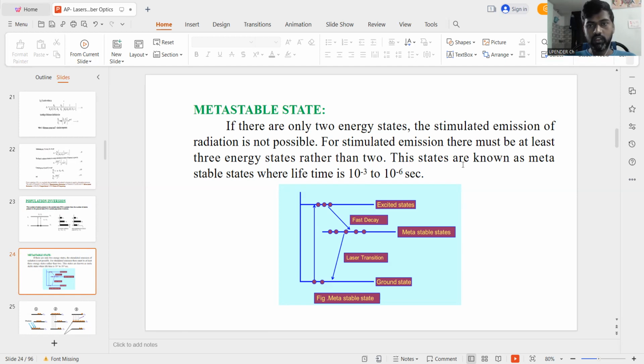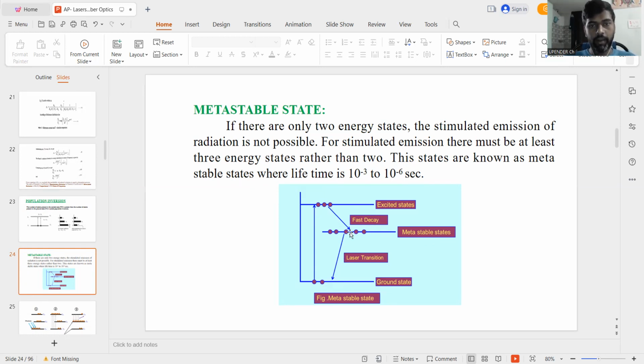One of these states is known as the metastable state, where the lifetime of this state is 10 to the power minus 3 seconds, that is 1 millisecond to 1 microsecond. This state is located in between the ground state and the excited state. It has a longer lifetime compared with the ordinary excited state. This is called the metastable state.